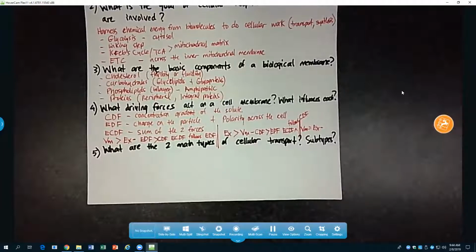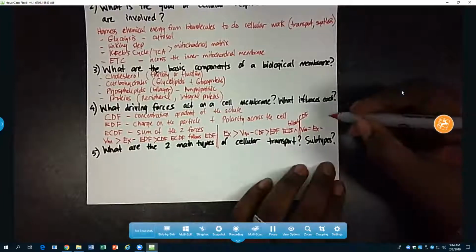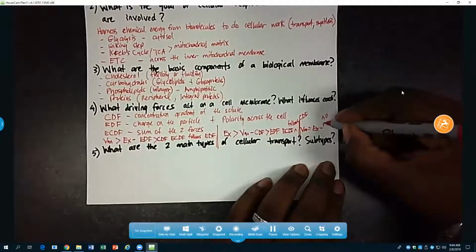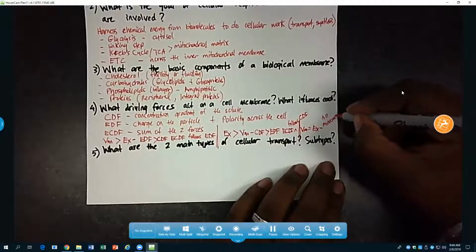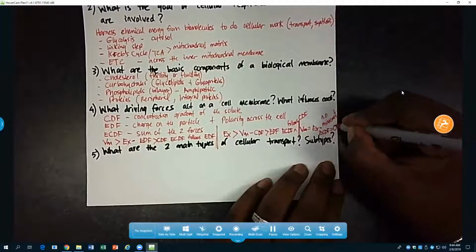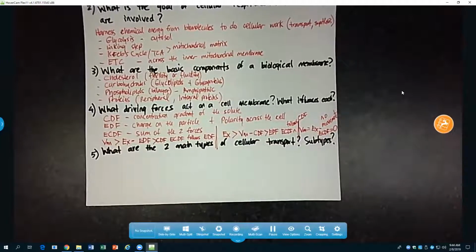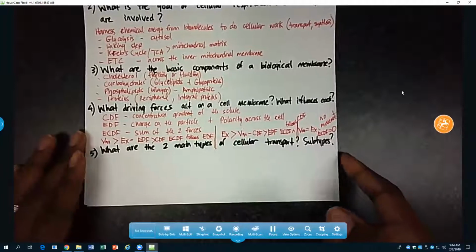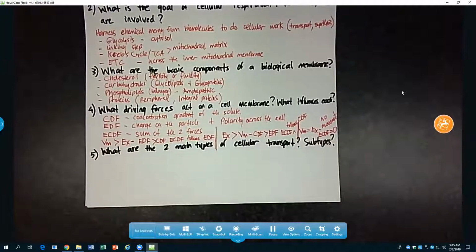Alrighty, and the last scenario is if they were equal, and what did we say happened if they were equal? No net movement, so I'll put no movement, and the ECDF was equal to 0. Okay. So there was no net movement, and the electrochemical driving force was equal to 0. So those canceled out.